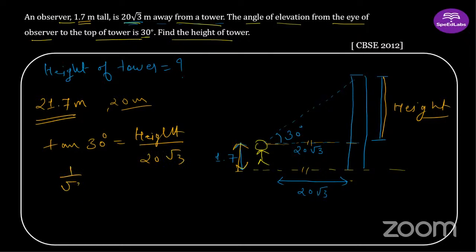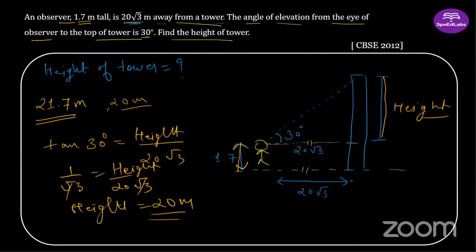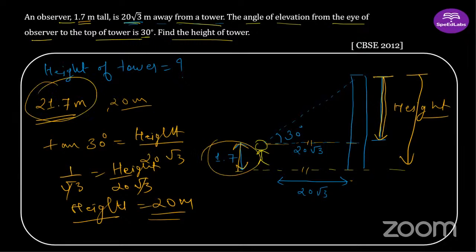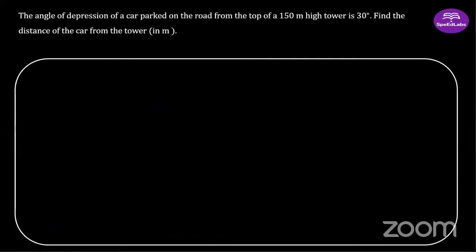That gives me 1 by root 3 is equal to height by 20 root 3. This gives me height is equal to 20 meters. But this particular height is this much portion only. If we need to find the total height, then we'll have to add 1.7. In such a way, our answer would be 21.7. Hope everyone is getting the things. Okay, next question.